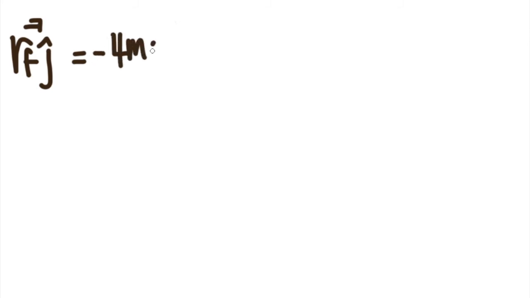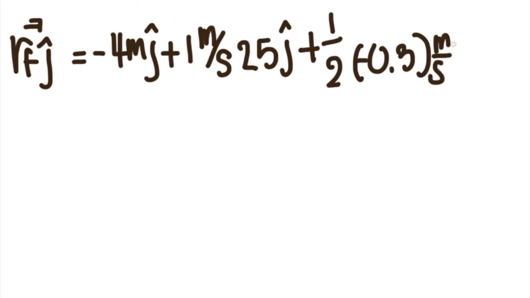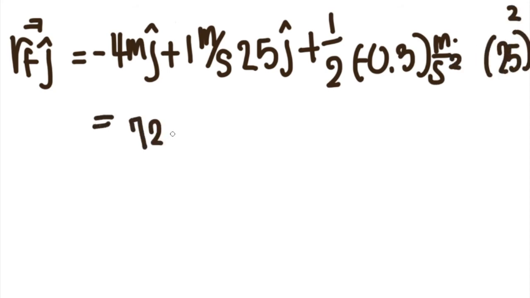In solving for the displacement for the j hat, we will use the same formula, however, the values will change because of the different numbers. It's going to be negative 4 meters j hat plus 1 meter per second times 25 j hat plus 1/2 times negative 0.3 meter per second squared times 25 seconds squared. It will lead you to negative 72.75 meter j hat as your answer.